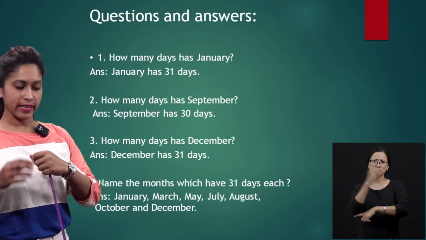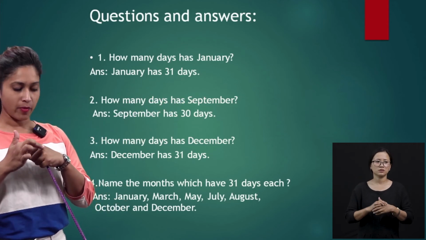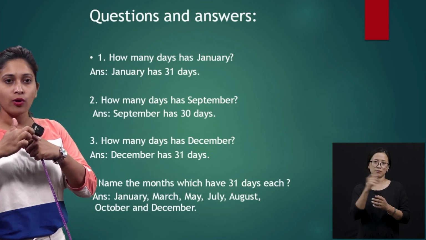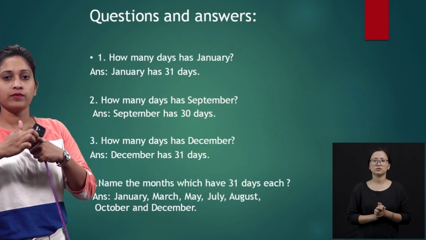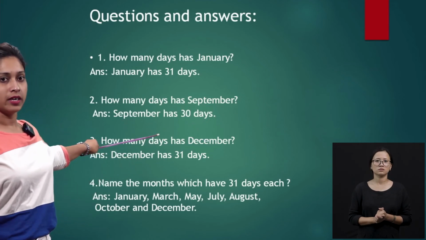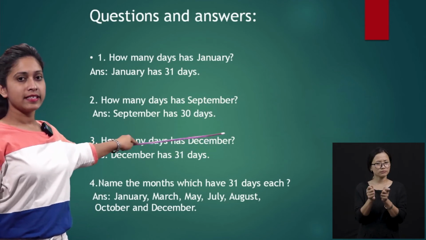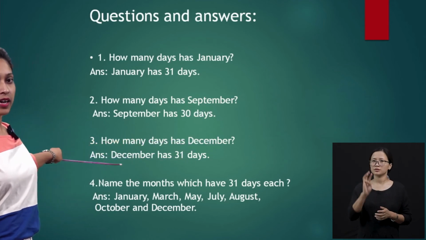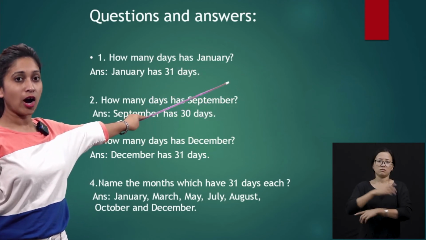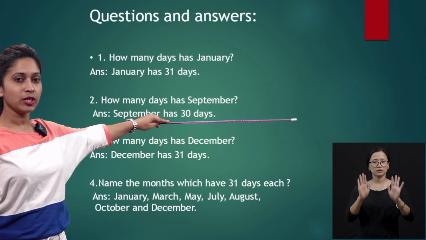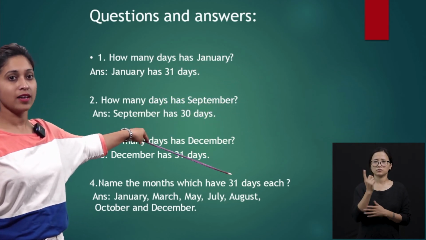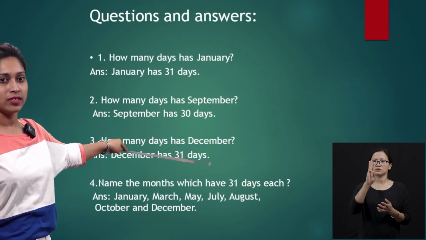Now, how many days has September? So when you count it like this, January, February, March, April, May, June, July, August, and then below, it comes below September. So it will be 30 days, right? Same goes with December. How many days has December? It has 31 days. Is it very easy now to know, children, how many days each month has, whether it is having 31 days or 30 days? It is very easy to know it, right?